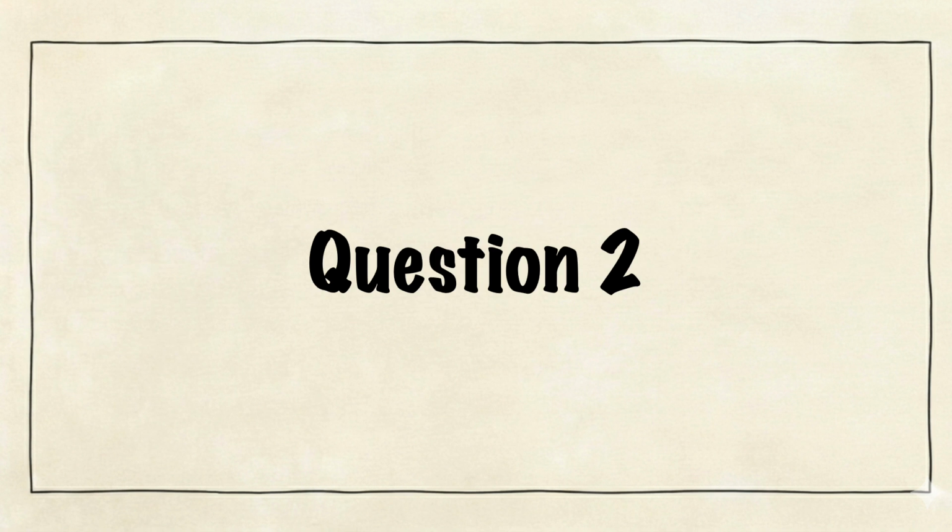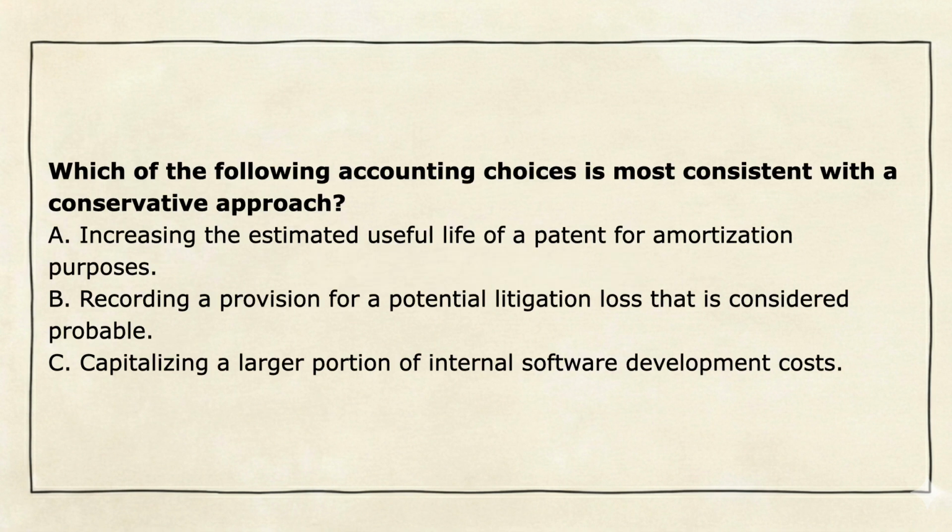Question 2. Which of the following accounting choices is most consistent with a conservative approach? A. Increasing the estimated useful life of a patent for amortization purposes. B. Recording a provision for a potential litigation loss that is considered probable. C. Capitalizing a larger portion of internal software development costs.